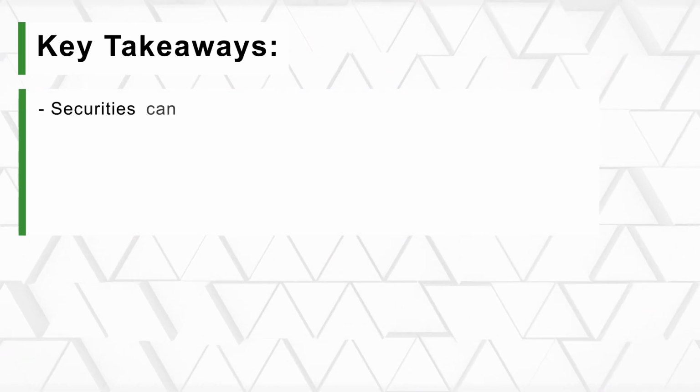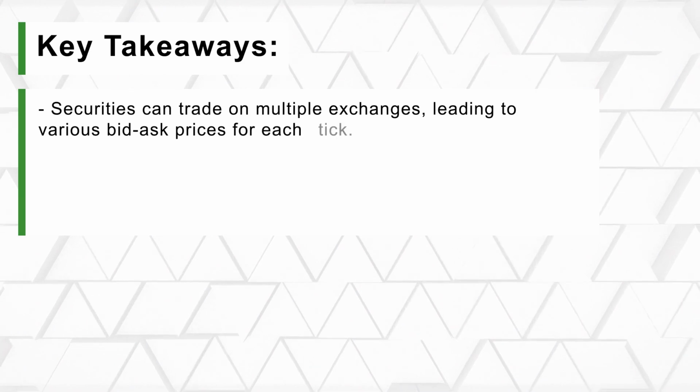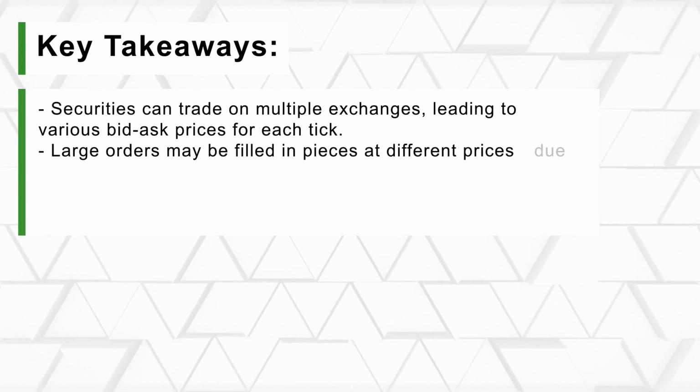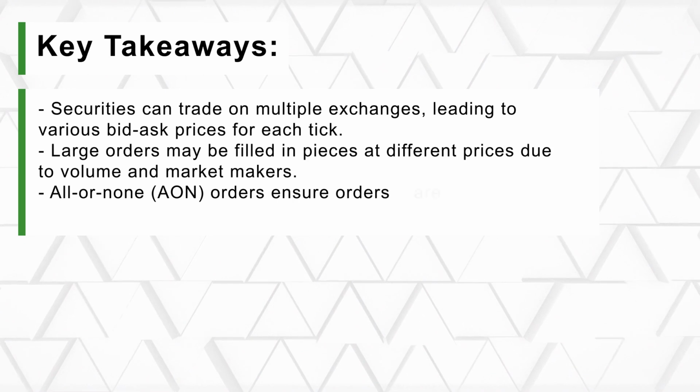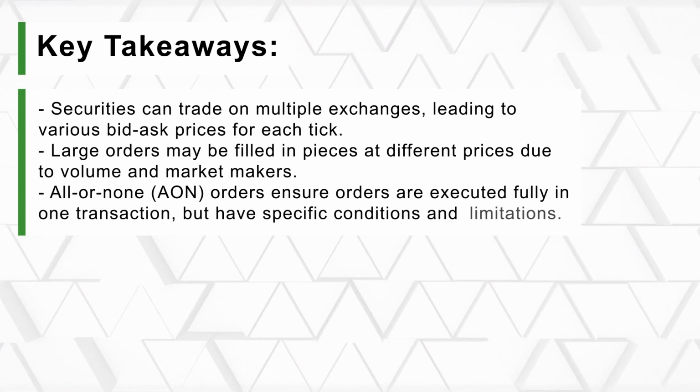One response points out that the current price is simply the last traded price of a security, while multiple bid-ask prices exist across various exchanges. Large orders might be filled at different prices due to volume and these varying bid-ask prices. All or none orders ensure an entire order is filled at once, but only apply to limit orders.